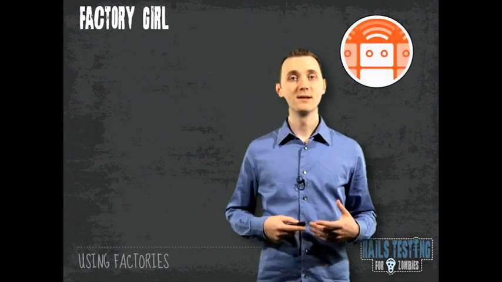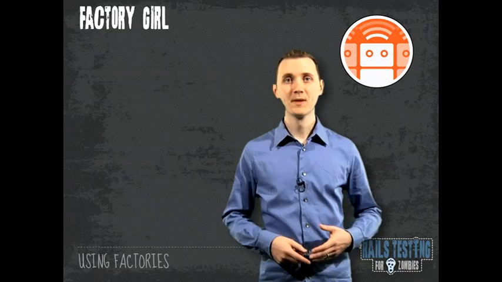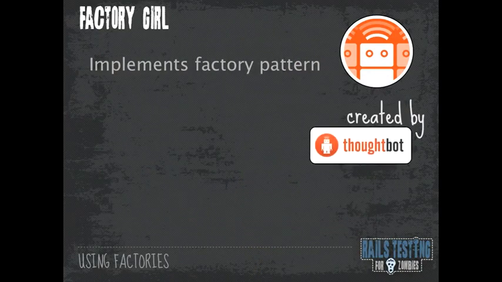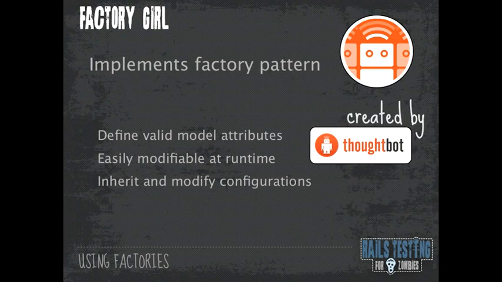So in this level, we're going to talk about Factory Girl, which is another external gem. This one's written by Thoughtbot, and you can use it to implement the factory pattern. What Factory Girl does is it allows you to define valid model attributes. It allows you to easily modify them at runtime or at test time. And it allows you to inherit and modify attributes and configurations between your factories.